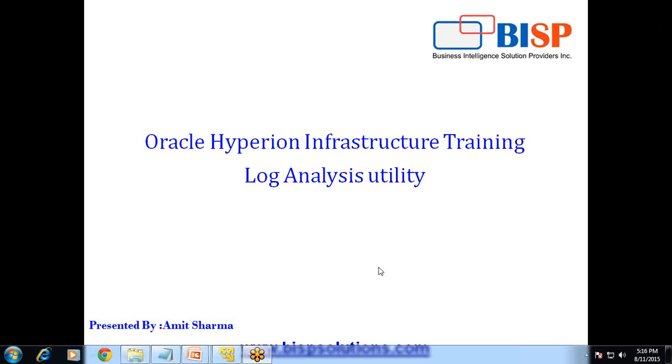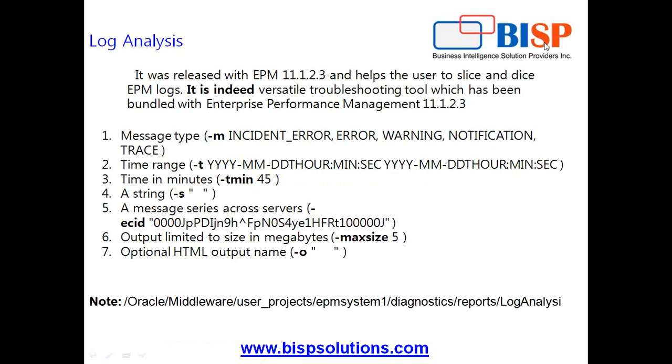Considering this, Oracle has released a utility called log analysis, which eases your job a lot. So let's talk about this utility and see a couple of examples. This utility was primarily released with 11.1.2.3. Prior to that, it used to come as a batch, which helps to play around and filter the records available in your log file. So it allows you to slice and dice the data available in your log file. It is indeed a versatile utility, especially when you get into troubleshooting activities in Hyperion.